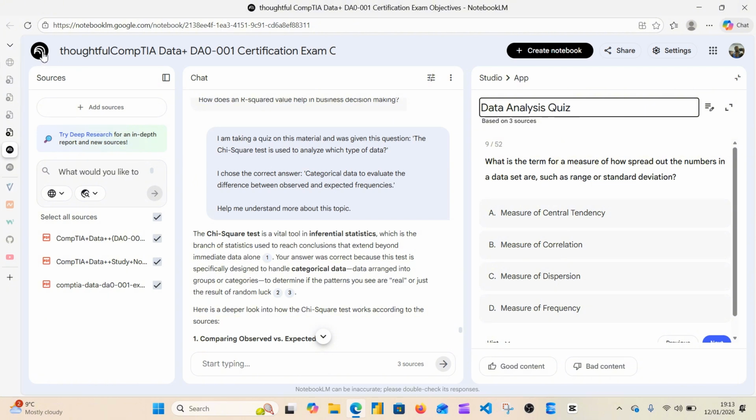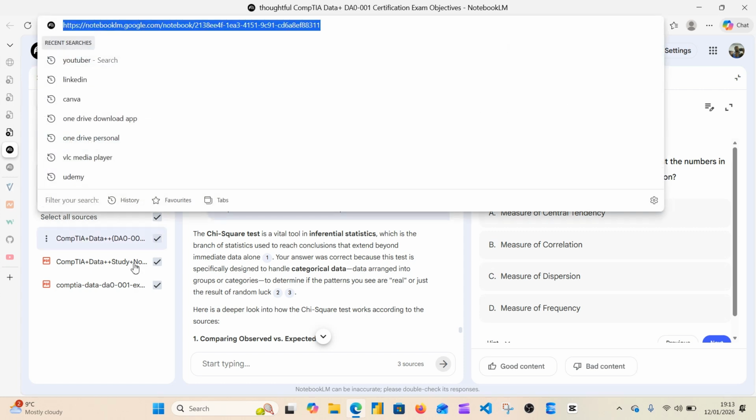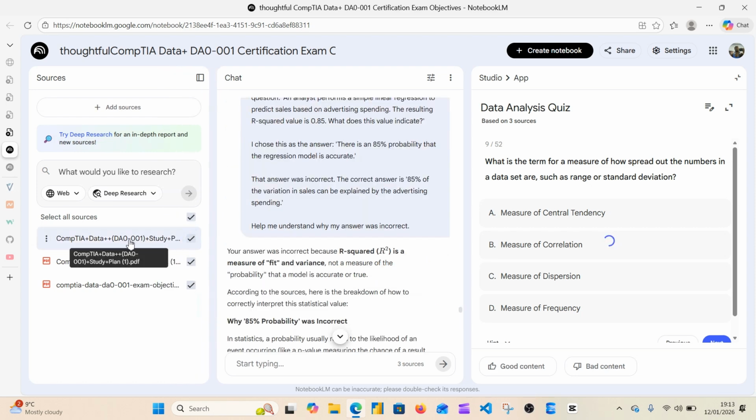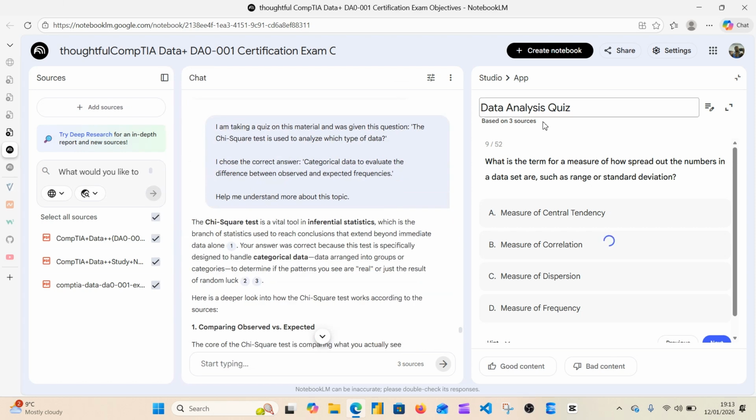So when you're using NotebookLM to study, you can actually focus it on one specific section, and it will give you a range of questions, so you have a better understanding of that section. And this section is focused on data analysis, which is domain 3 of the CompTIA Data Plus DA0-001 certification. Okay, so let me minimize that again.